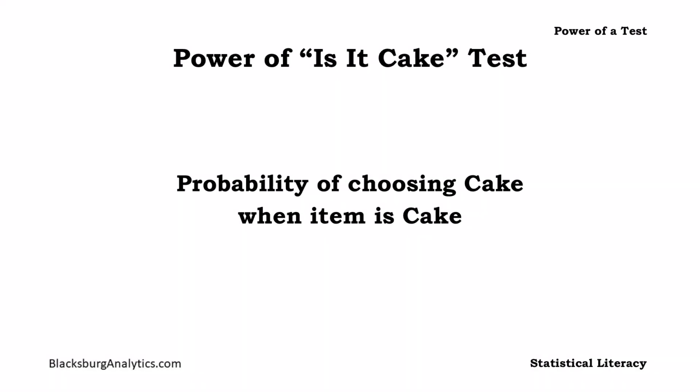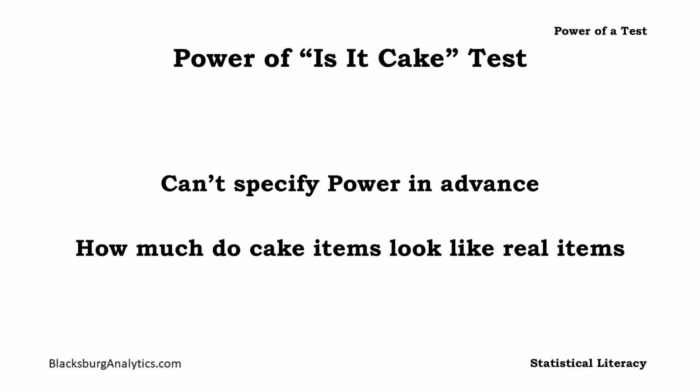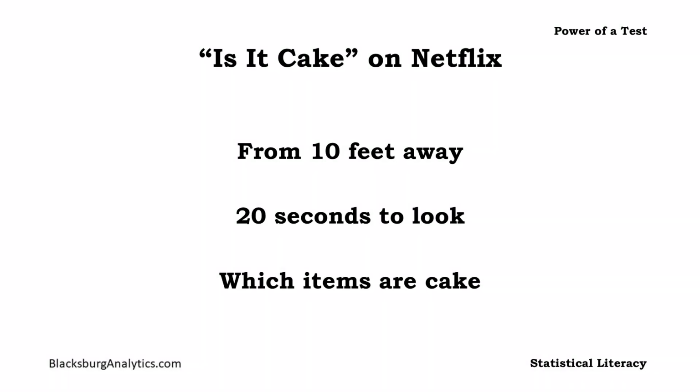The power of the contestant's decision, the power of the test, is the probability of choosing cake when the item is really cake. The power of the test can't be chosen in advance, like the significance level. Instead, test power depends on how different the cake items are from the real items. The contestants stand 10 feet from the displayed items and have 20 seconds to view the items. Then they choose which items they think are cake.